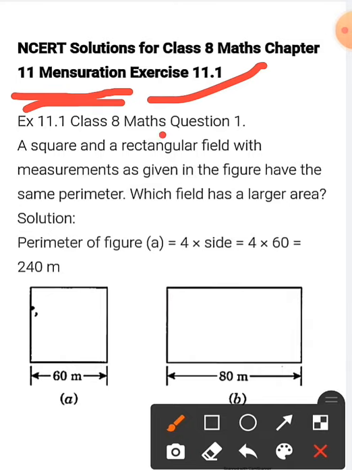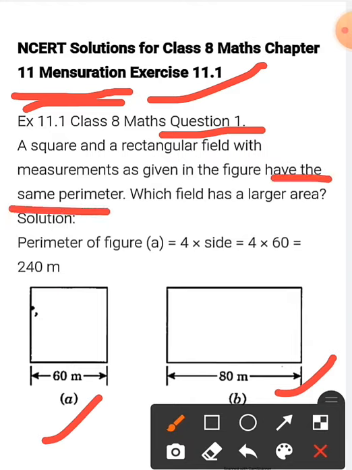So our first question is, a square and a rectangular field with measurements are given in the figure. Two figures are given to you. The first one is a square and the second one is a rectangle. These two figures are given and also the measurements are given. Further, they have the same perimeter. So it is already given that the perimeter of the square is equal to the perimeter of the rectangle.